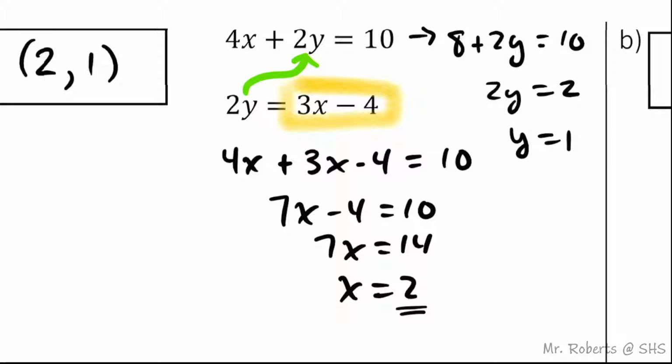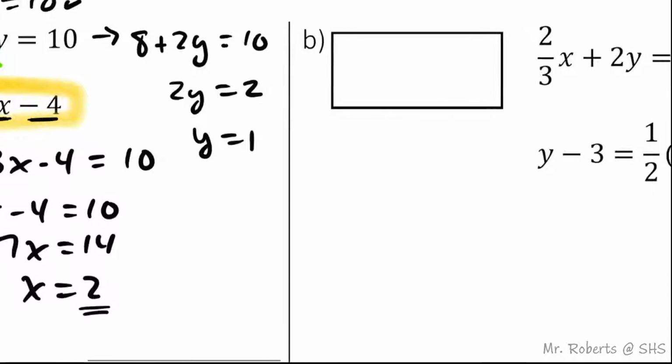And again, let me check real quick. x is 2, so 2 times 4 would give me 8 plus 2. That is 10. So it checks in the top equation. In the bottom equation, y is the number 1. So 2 times 1 is 2, and 3 times 2 is 6, and 6 minus 4 is 2. So that checks also. So that is definitely the solution to number 1a. It's 2, 1. Let's look at b.